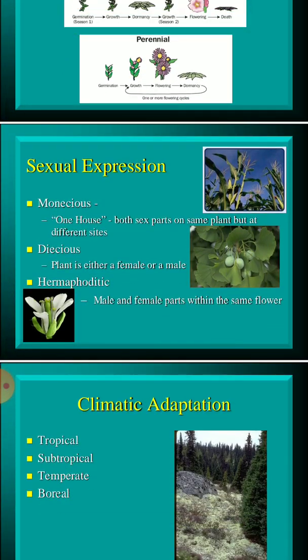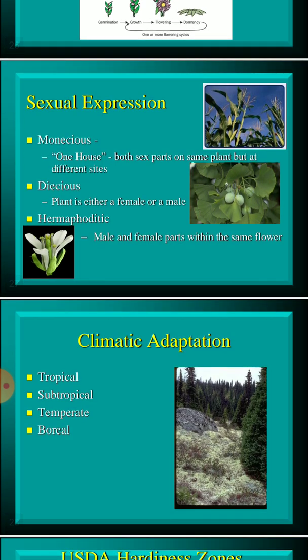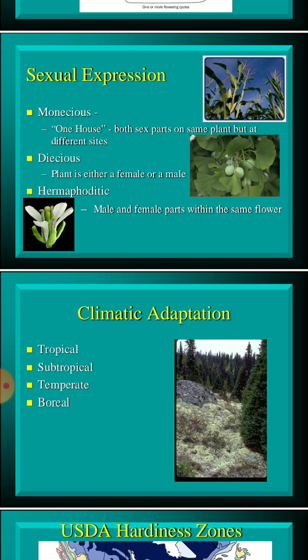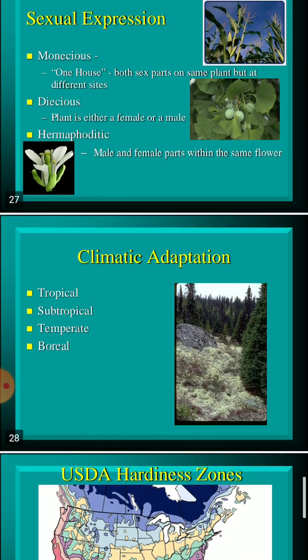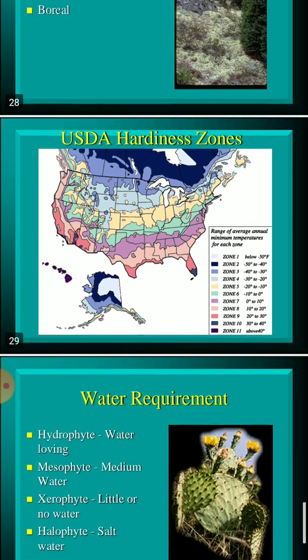If we talk about sexual expression, there are three sexual expressions: monoecious, dioecious, and hermaphroditic. Monoecious means one house, both sex parts on the same plant but at different sites. A dioecious plant is either male or female. Hermaphroditic has male and female parts within the same flower. If we talk about climatic adaptations, tropical, subtropical, temperate, and boreal adaptations exist.